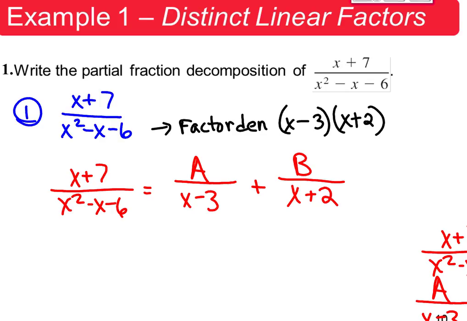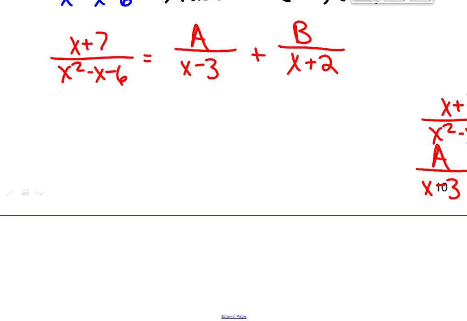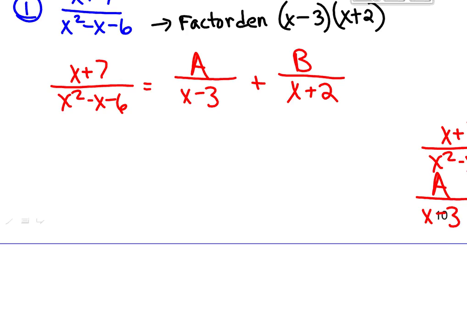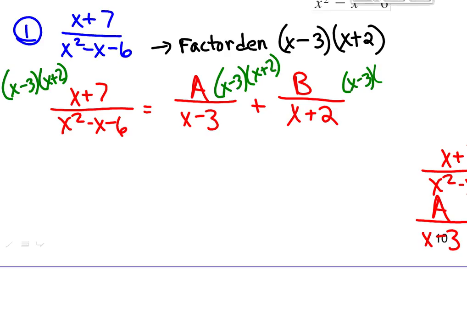So now we have this situation. The first thing we're going to do is multiply both sides of the equation by the common denominator so that we can get rid of the fractions completely. I know that it factored into x minus 3 and x plus 2, so I'm going to go x minus 3 times x plus 2 times that, x minus 3 times x plus 2 times that, and x minus 3 times x plus 2 times that one. And then I'm going to cancel things.